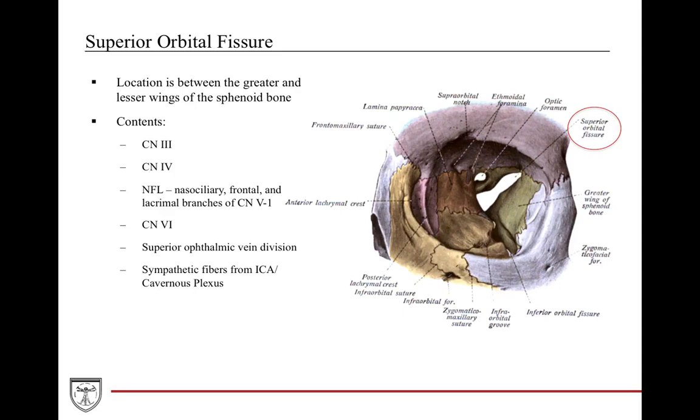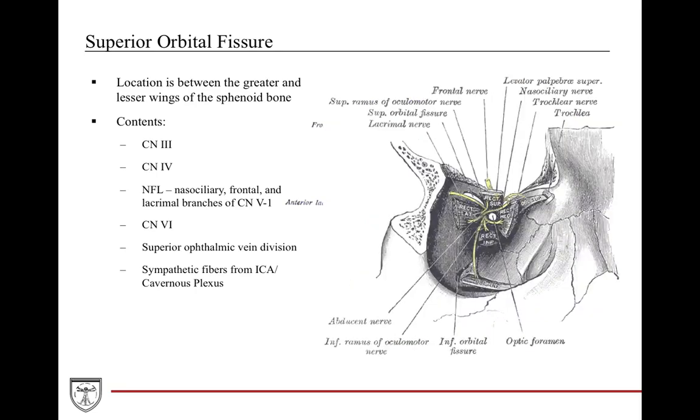Then you also got your abducens also passing through it, cranial nerve 6. You have the superior division of the ophthalmic vein, and you also have sympathetic nerve fibers, of course, just running along with any sort of arterial network. You can also see in this image here, this is actually a really great image showing you the superior orbital fissure as well, and as the contents are coming through it.